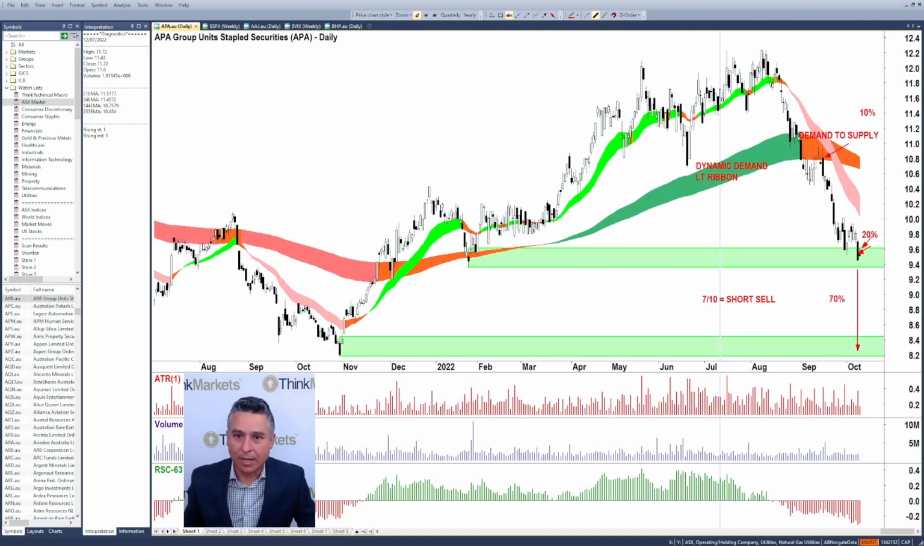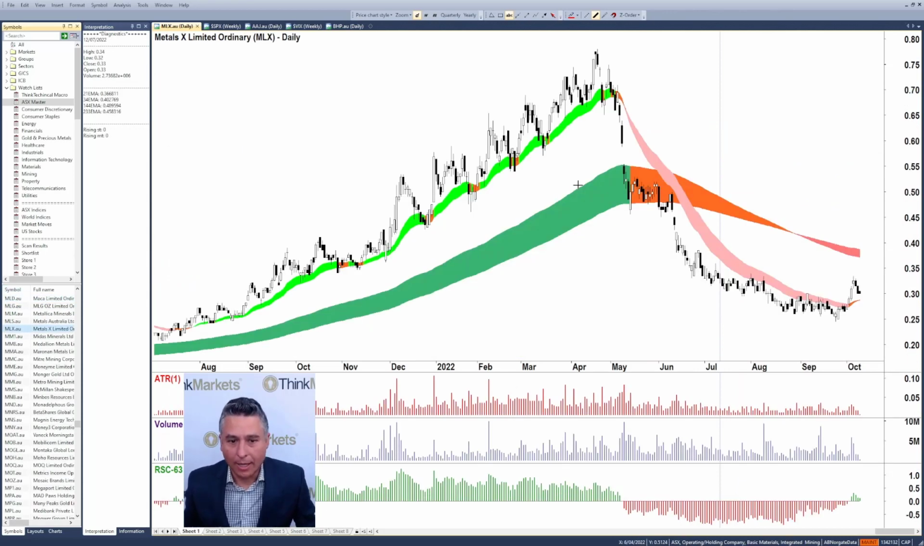Let's get to the next one, which is MLX, which is looking okay. This has turned up okay. A little bit of volume. I'm not excited. If I had to give this a score out of 10, I'm going to go a solid 3.5 out of 10 on that one. That should give you an idea whether I think it's a buy, hold, or sell, Doug.